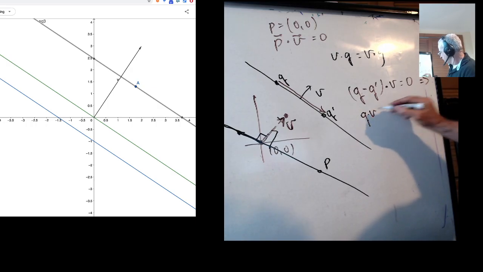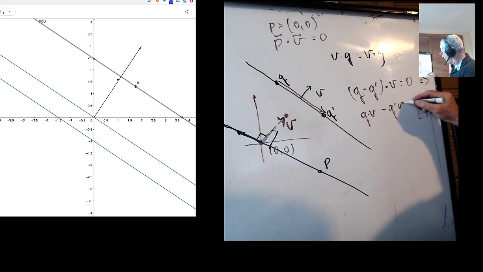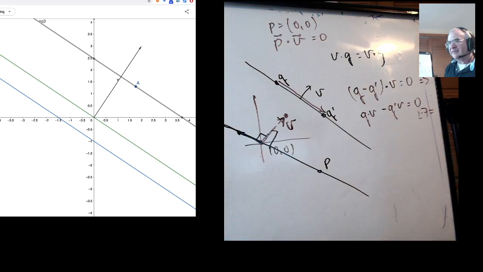qv minus q prime v equals 0, and move the q prime v to the other side of the equation sign, and you'll get exactly what we wanted. Any questions?